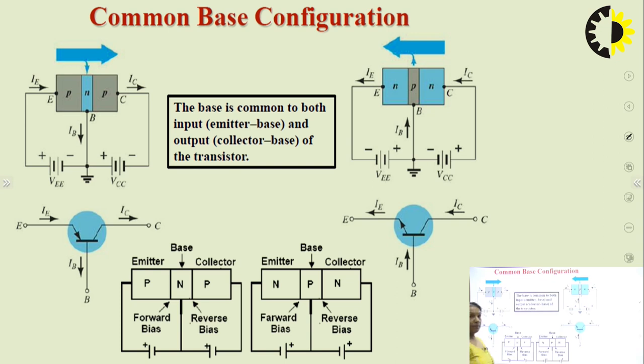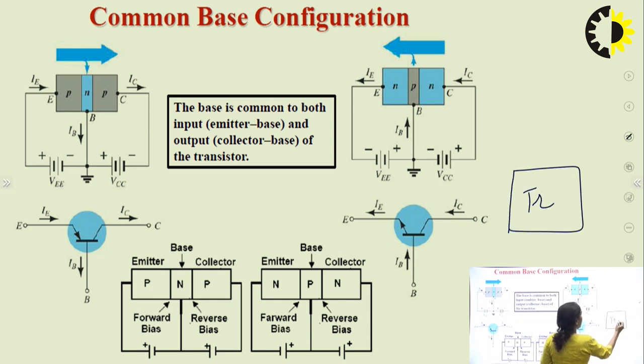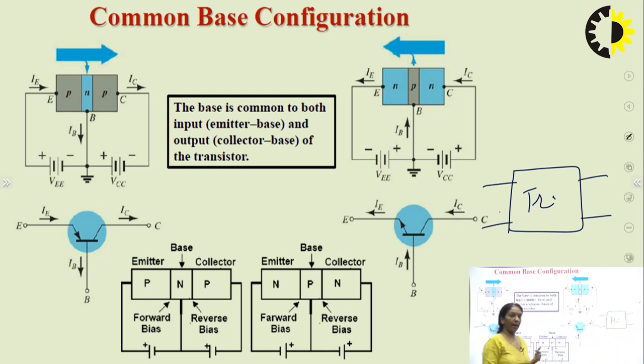Because we have three terminals in the transistor, that is emitter, base and collector, and a transistor is a two-port network, that means this is our transistor and it is a two-port network, the input port and the output port. So basically, because we have only three terminals but we require four terminals in all, two at the input side and two at the output side.